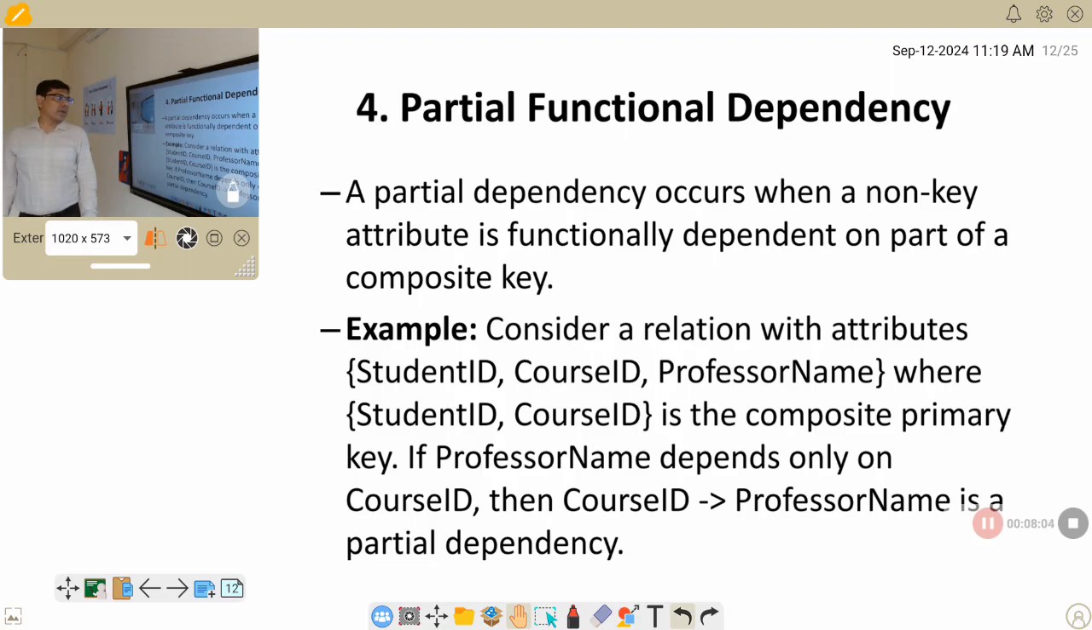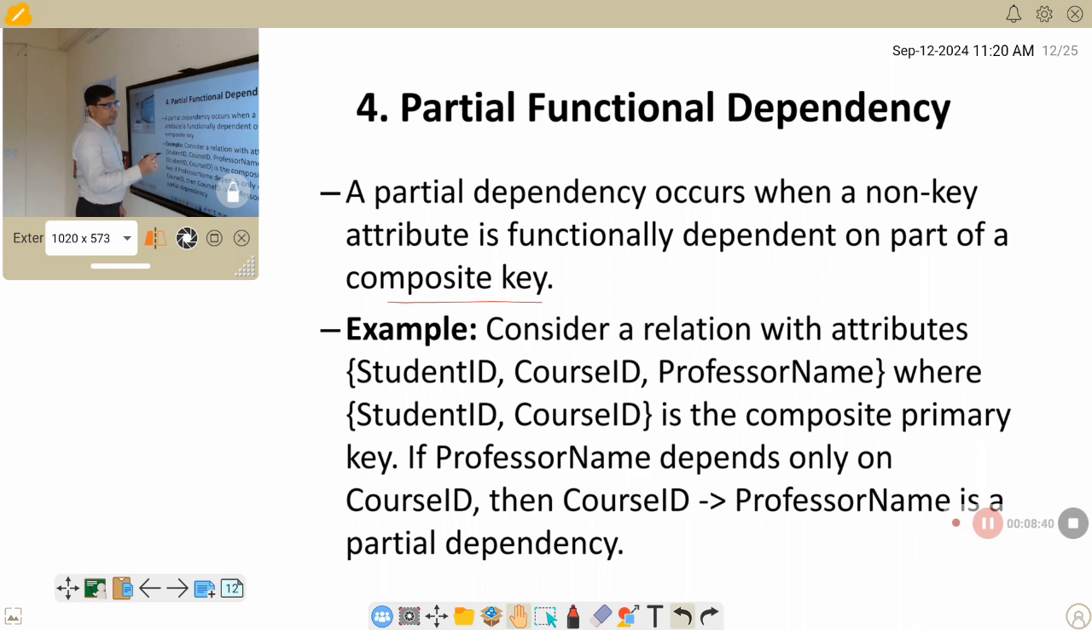Next is the partial functional dependency. A partial dependency occurs when a non-key attribute is functionally dependent on part of a composite key. What is the composite key? A composite key means that if a single attribute cannot identify the row uniquely in a table, then you use more than one attribute as a primary key to identify a unique row from the table. So that is the composite key.